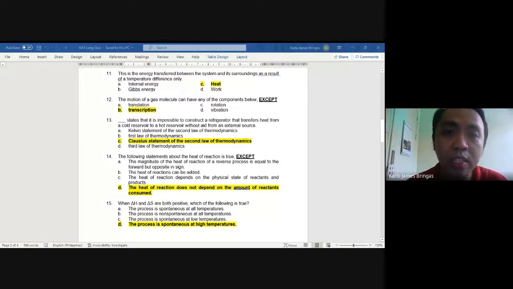Likewise, if I increase the amount of reactants by 2, the heat of the reaction also increases by a factor of 2 as well. So that's why letter D is incorrect.